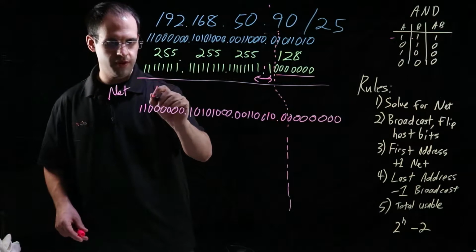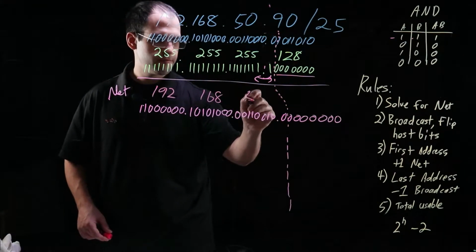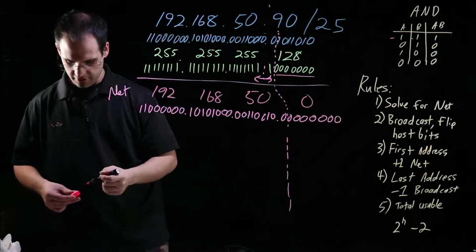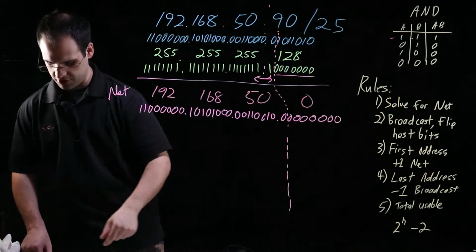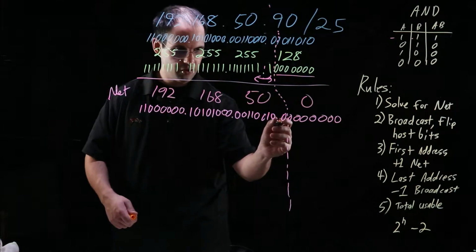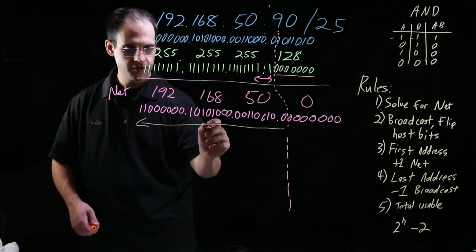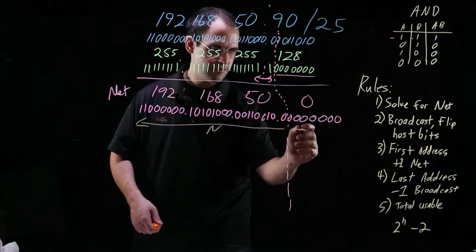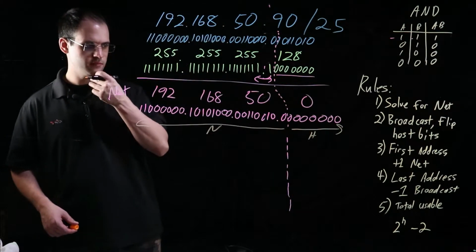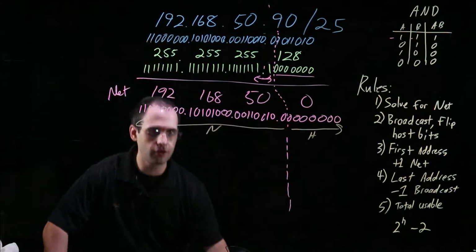So we still have 192.168.50.0, but our network's boundary location has changed. All of these 25 bits here are the network, and these 7 bits here are the host. So what is that going to mean for us? Well, let's keep going, and we'll find out what this really looks like.